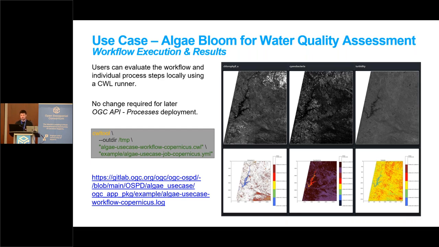So one of the neat things with CWL and how they are integrated with OGC API processes is that there's no change at all to do for deployment. You take the CWL as is, you push it to OGC API processes using Part 2. And the deployment that you get from that is a process that is exactly the same as the one you ran locally on your machine. So you're able to scale up your processing.